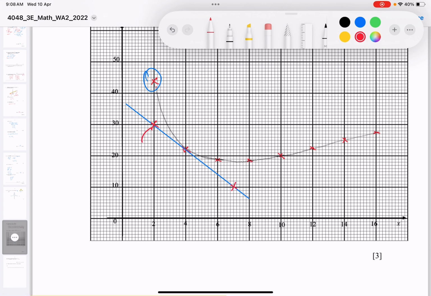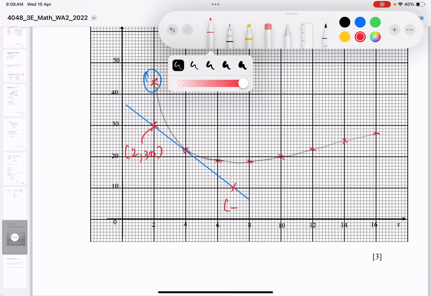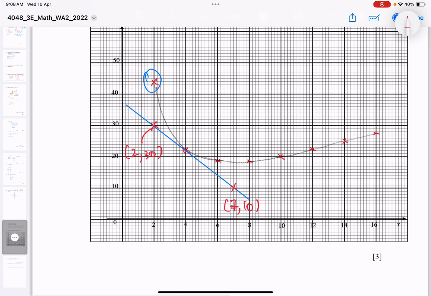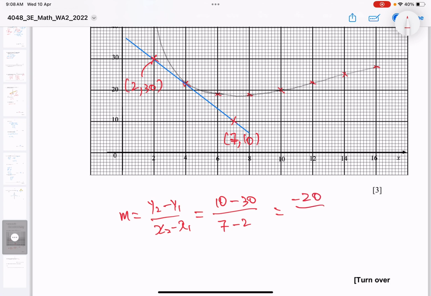What's the coordinate of this? This is (2, 30). This one is (7, 10). Okay, this is (7, 10). Okay, so can we find the gradient? Absolutely, let's do it here. Okay, so the gradient is y2 minus y1 over x2 minus x1. Remember the formula? 10 minus 30 divided by 7 minus 2. So it's negative 20 over negative 5. Not negative 5, 5.